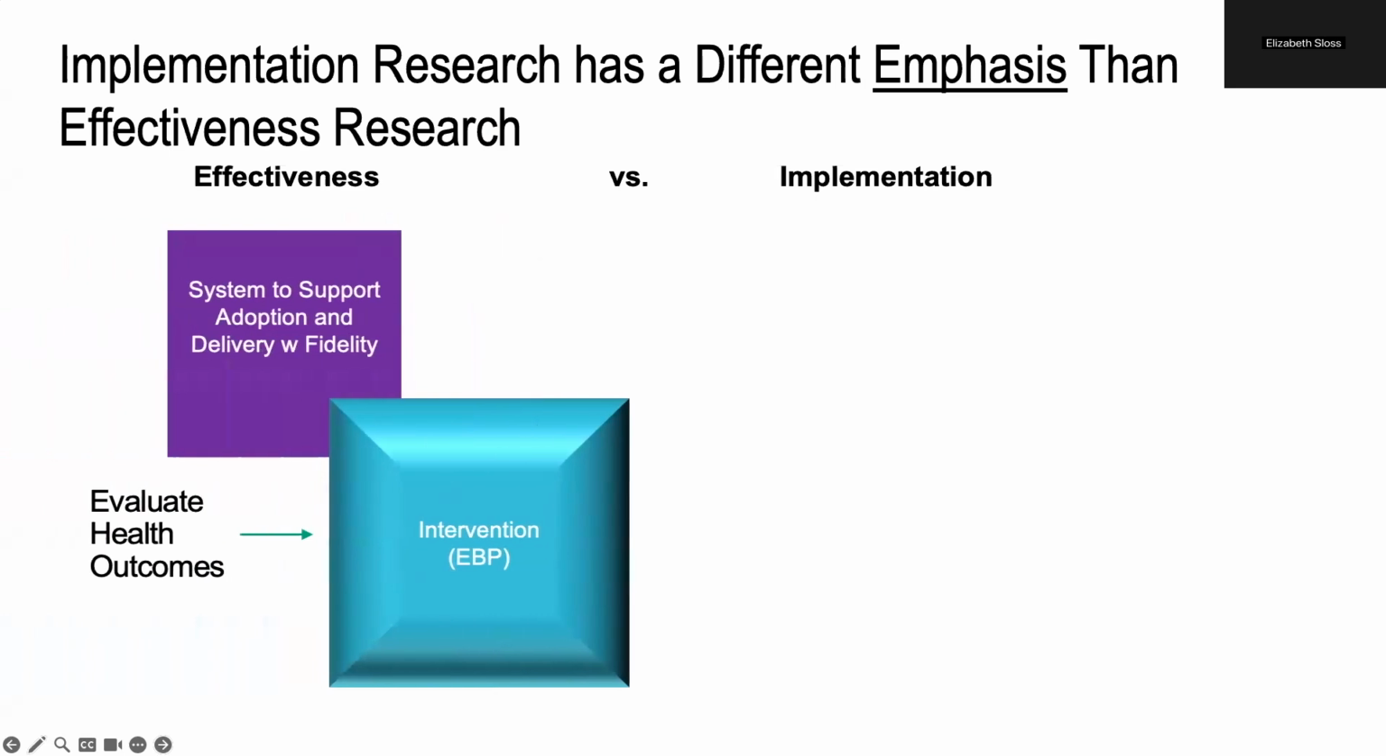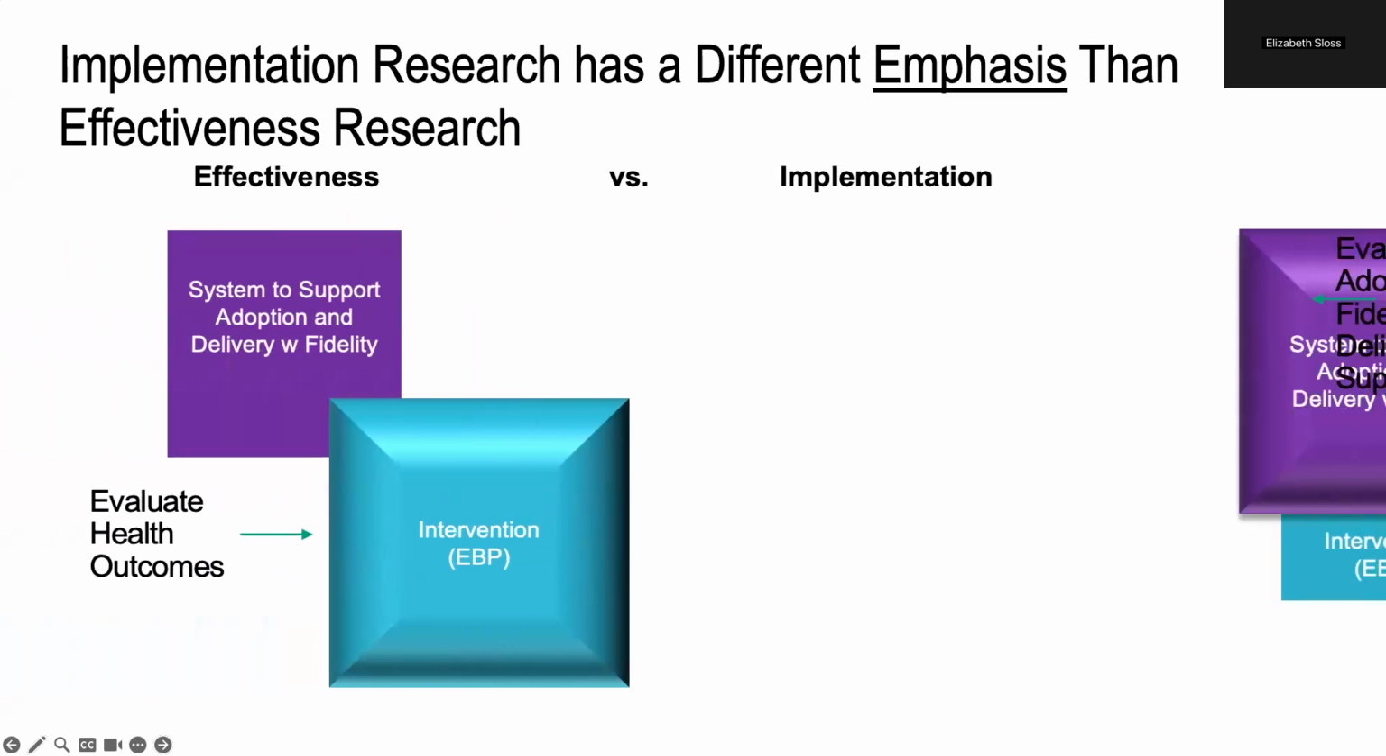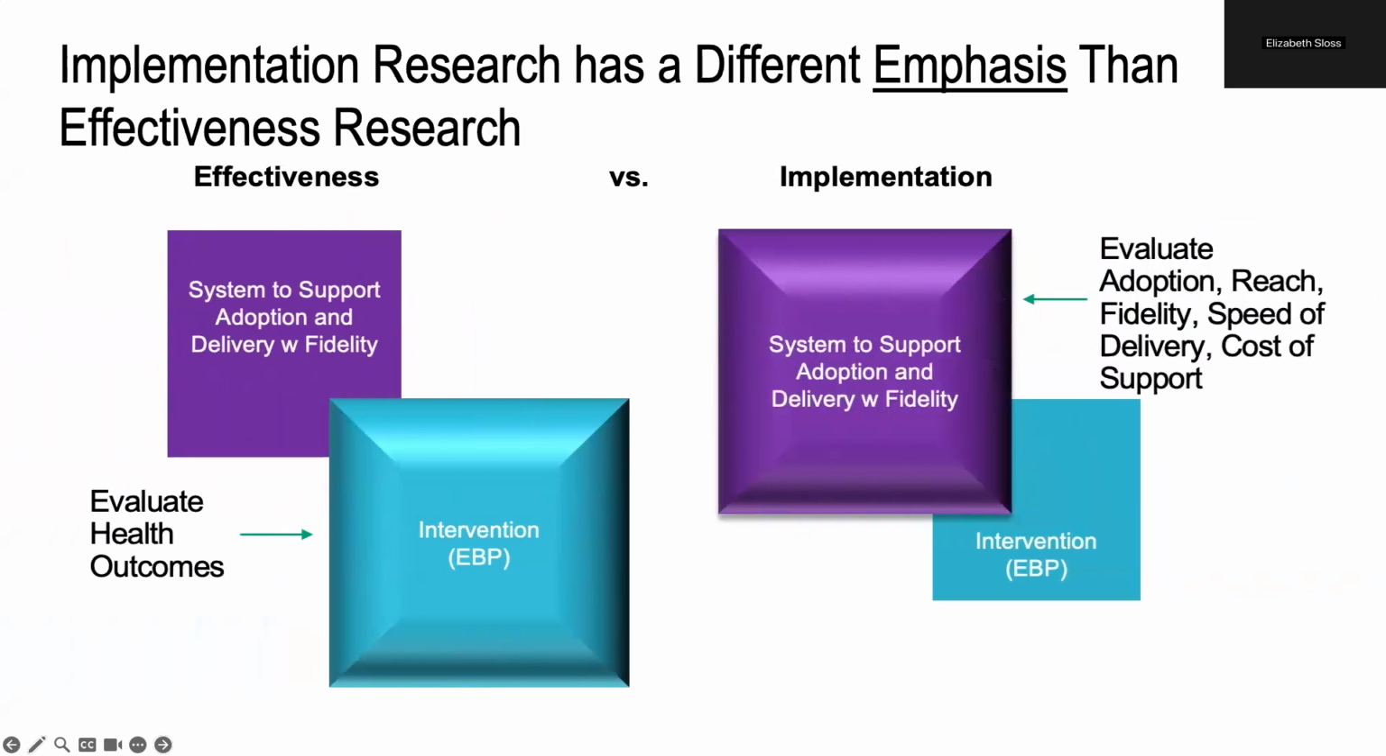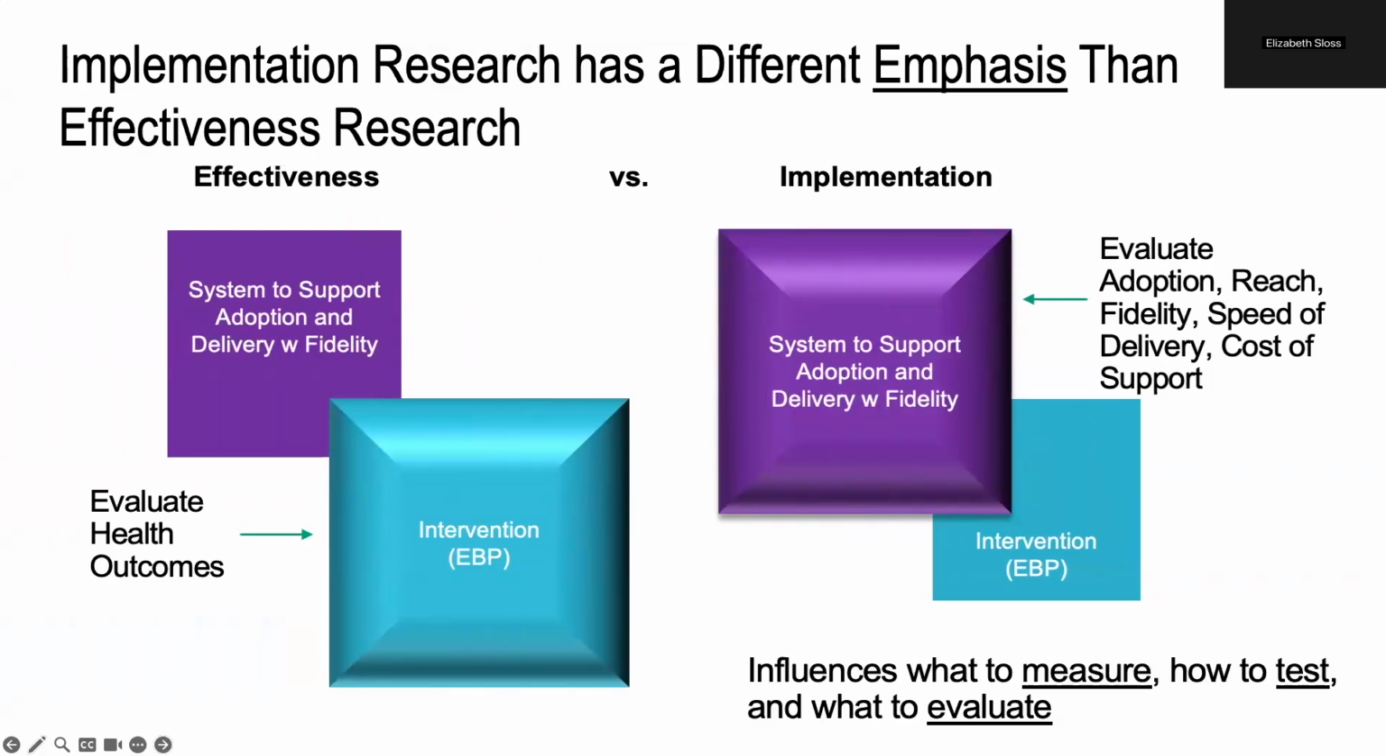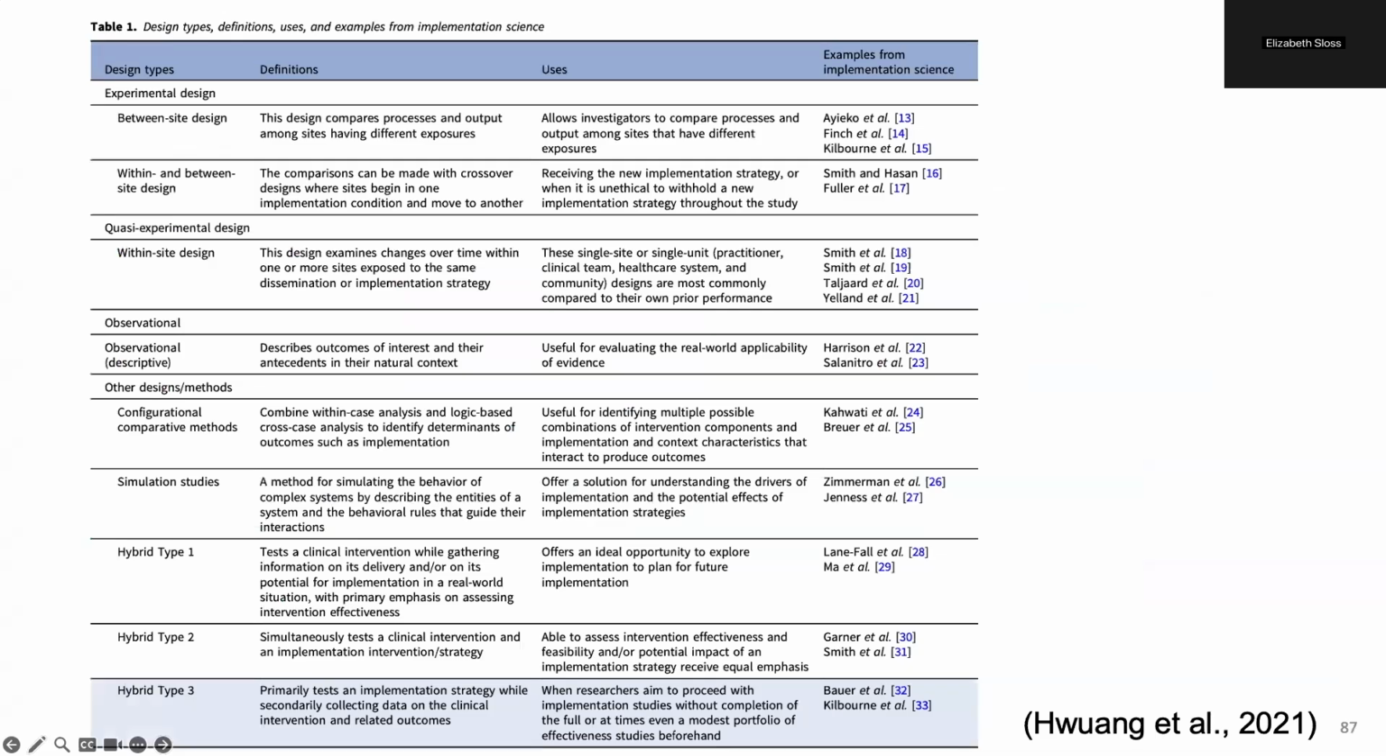So, in implementation research, we really focus on testing strategies versus testing an evidence-based intervention. So it's just a shift in focus. But when we do this, we're trying to evaluate implementation outcomes associated with strategies. So we have very similar study designs to effectiveness research, but this does change a little bit and influences what we measure, what to test, how to test, and what to evaluate. So there are some really interesting study designs.